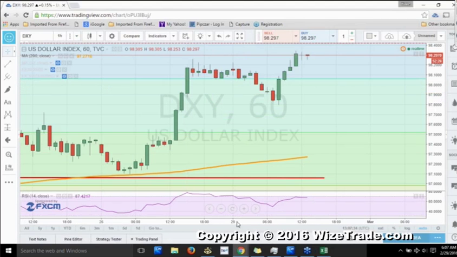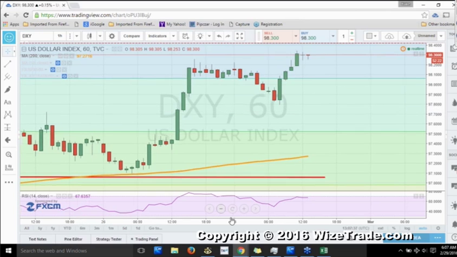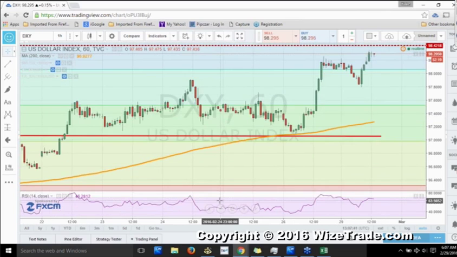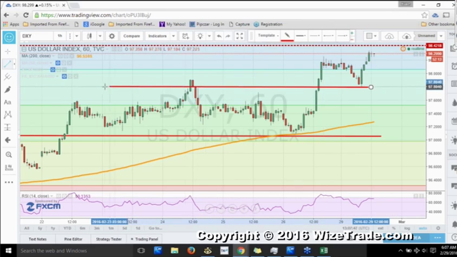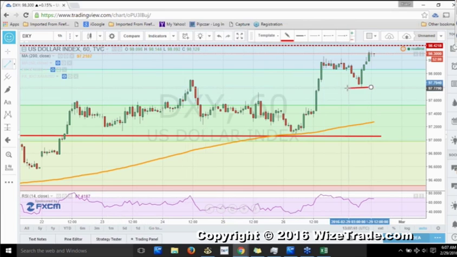As far as support goes, I mean, the overnight low is significant. I guess the overnight low is going to be important support. We've had a hell of a bounce overnight. So I'll just write that low there as support at 97.80.